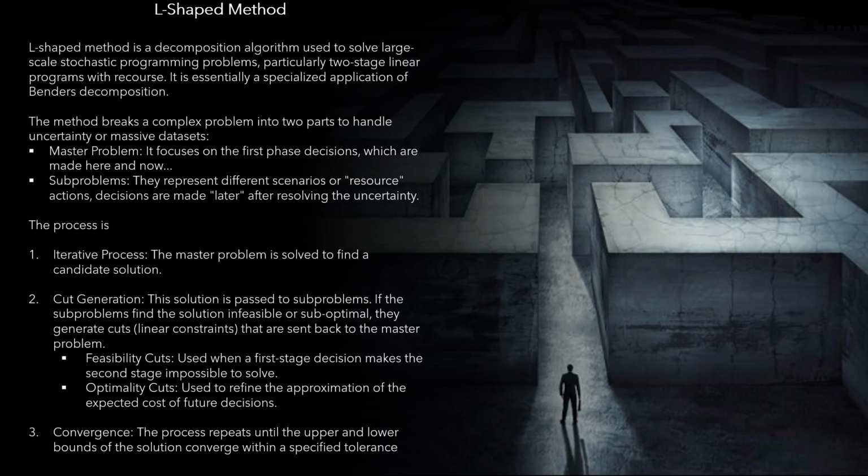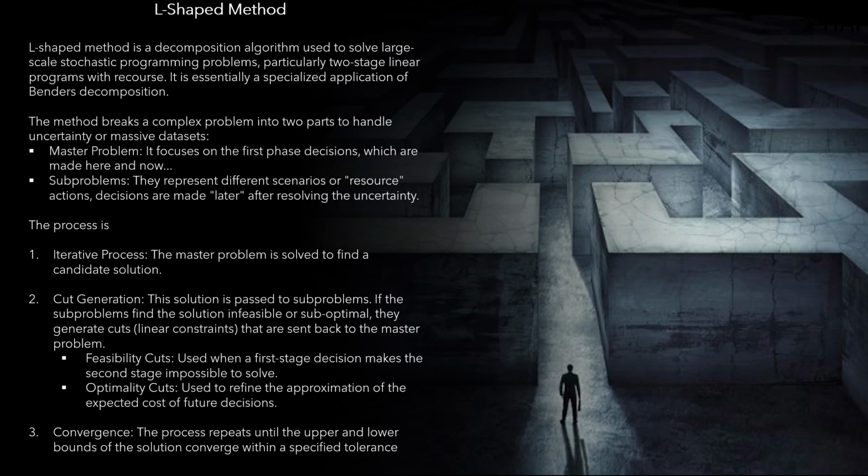The L-shaped method is a decomposition algorithm used to solve large-scale stochastic programming problems, particularly two-stage linear programs with recourse. It is essentially a specialized application of Benders' decomposition. The method breaks a complex problem into two parts to handle uncertainty or massive datasets.